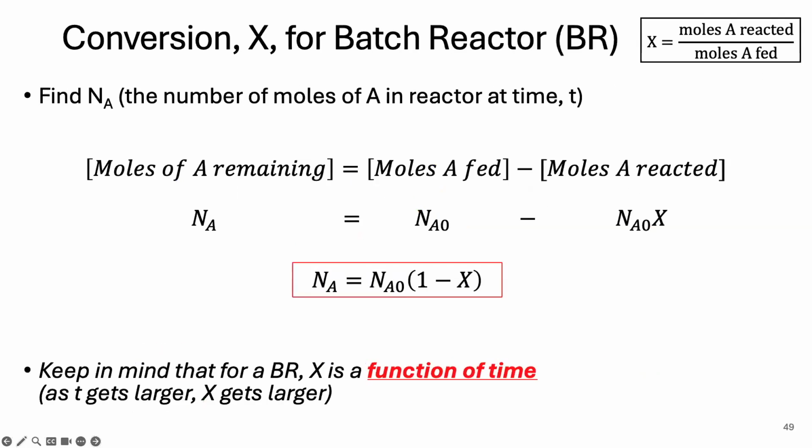So then, using that definition for our batch reactor, we can define it with respect to the total moles in our system. So if we have moles of A remaining, N sub A, that's going to be equal to however many moles we initially had, N sub A naught, minus however many moles reacted, N sub A naught times X. So that at any time in our reactor, if we want to know how many moles of A we have remaining, we can calculate that as the initial moles fed times 1 minus X.